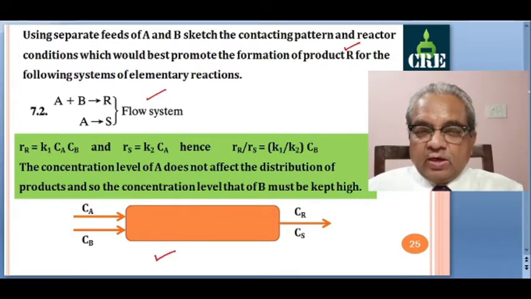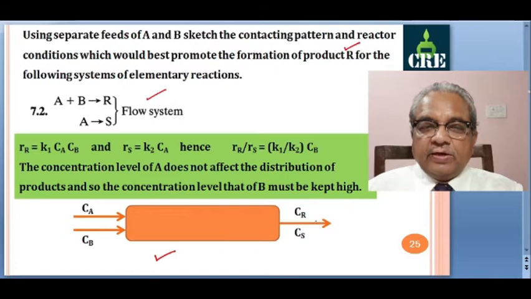So Ca and Cb are entering, and the product stream will have Cr and Cs and some unreacted A and B also. So that is the product stream.